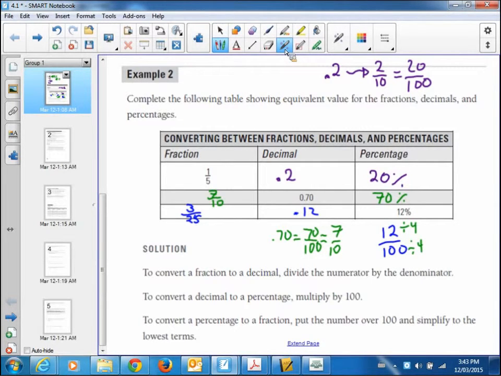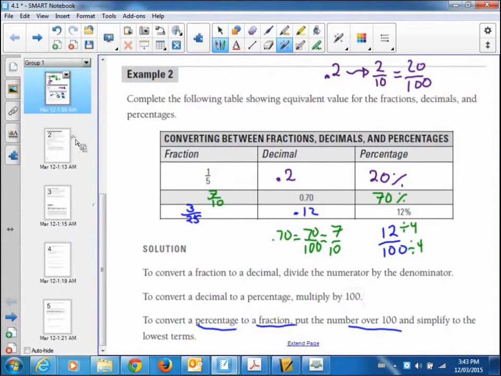Some hints: to convert a fraction to a decimal, divide by the denominator. To convert a decimal to a percentage, multiply by 100. To convert a percentage to a fraction, put it out of 100 and simplify to the lowest terms, okay?